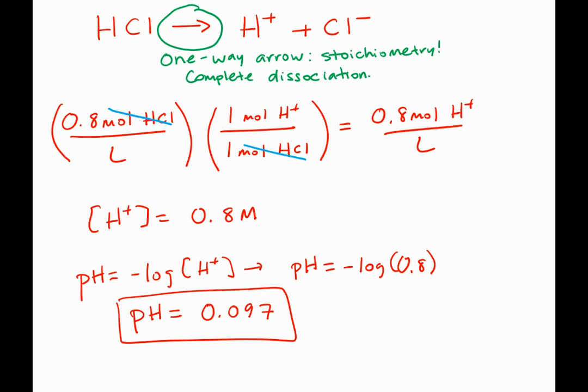You assume the reaction goes all the way to completion, making this a stoichiometry problem and allowing you to use the mole ratio to simply convert all of the reactant, all of the acid, into H plus ion. That brings us to the end of this video. In our next video, we'll talk about calculating the pH of a solution containing a weak acid.